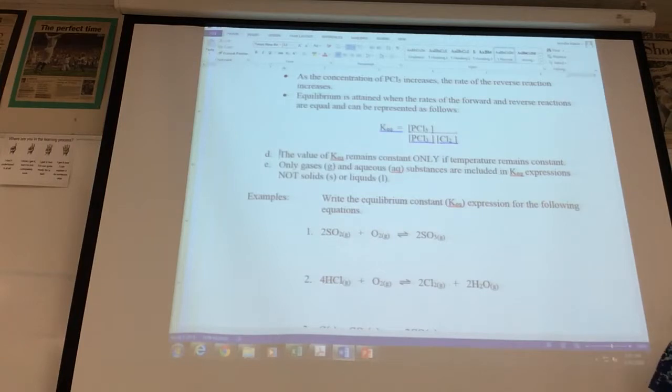In terms of your KEQ expressions, only gases and aqueous substances are included in KEQ expressions. You do not put solids or liquids in KEQ expressions. Their concentrations are not altered, and so you do not put solids or liquids in KEQ expressions, and I'll give you several examples here.